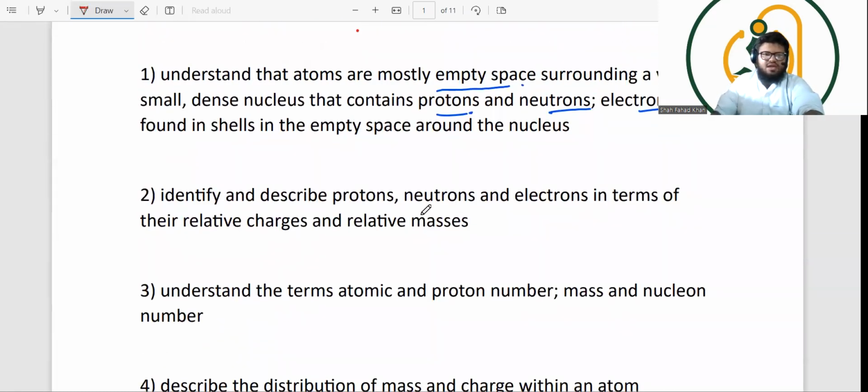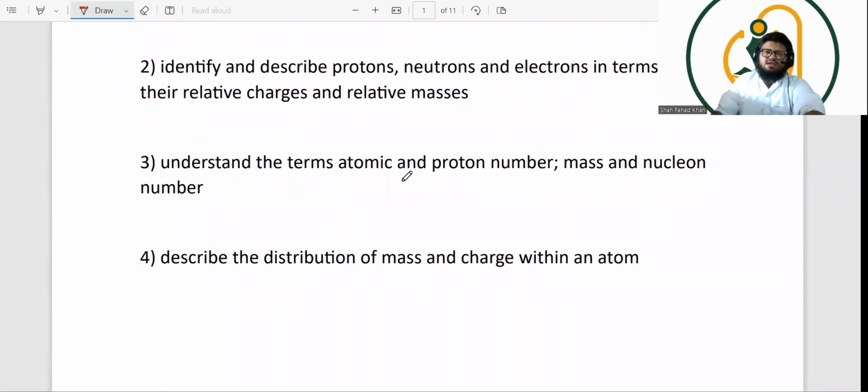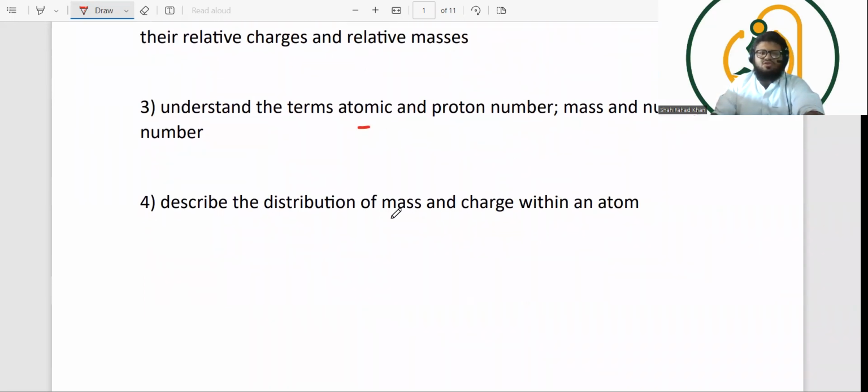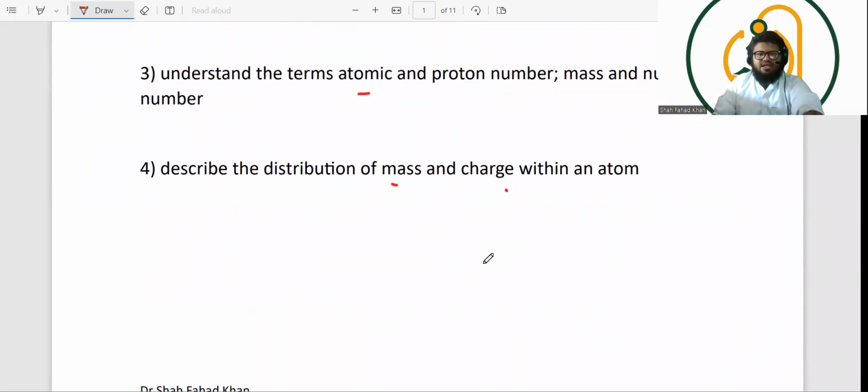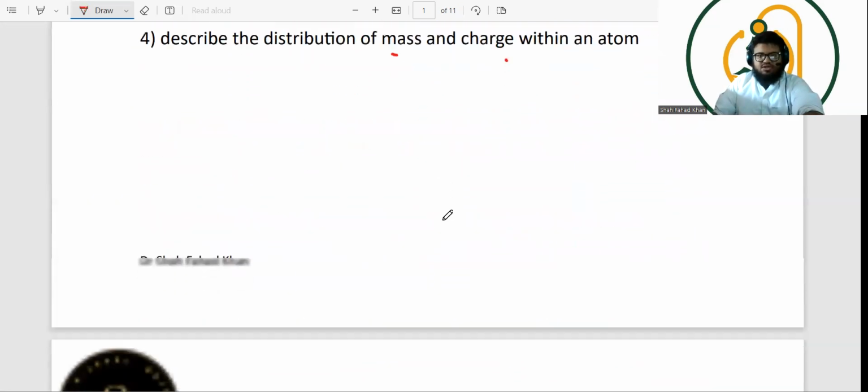And that dense core is surrounded by electrons. We need to identify these in terms of their relative charges and masses and understand these terms, atomic number and nucleon number, and we then need to describe the distribution within an atom of these subatomic particles. These are our four learning objectives, and let's get started now.